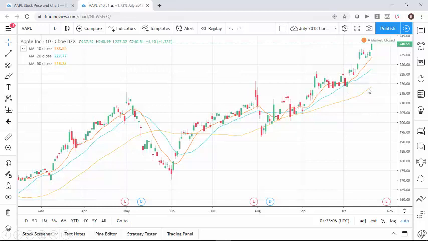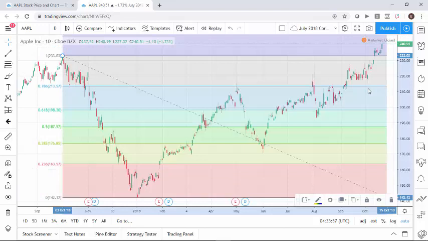Looking at this, all three averages are in line. The 10-day is higher than the 20-day, which is higher than the 50-day. That's a clear indication that there has been a bullish trend. So no real significant news there. It is as we expected it to be.